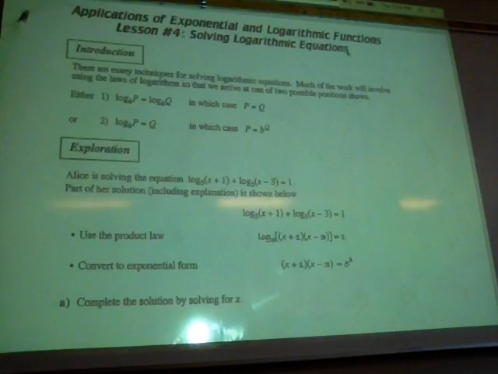Final lesson of the unit. We're going to be solving logarithmic equations today. And we're going to put all our tricks of laws of logarithms as well as some skills that we have in our back pocket from grade 11. We're going to be using that today.